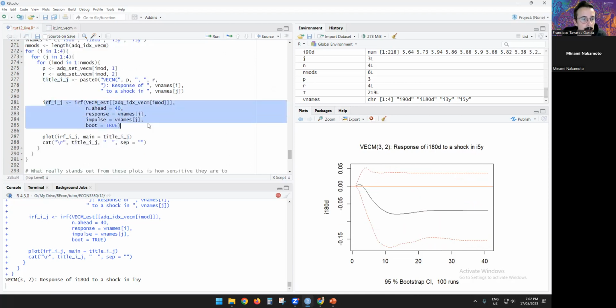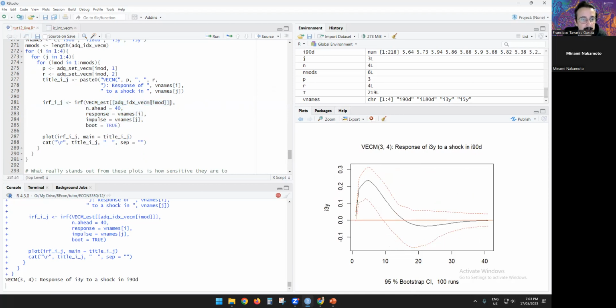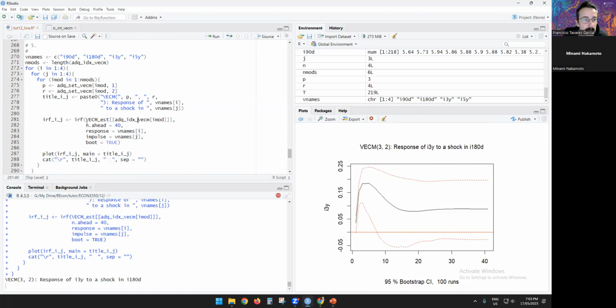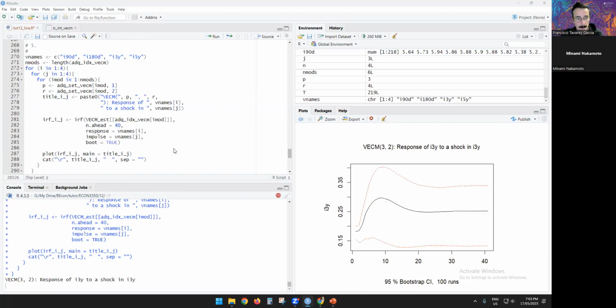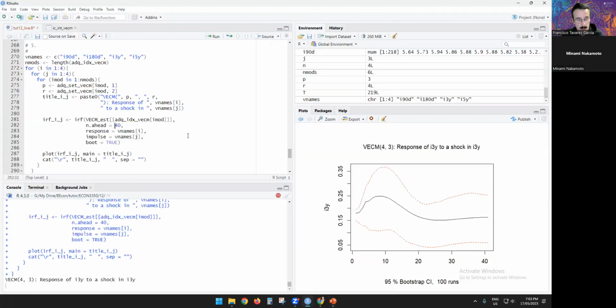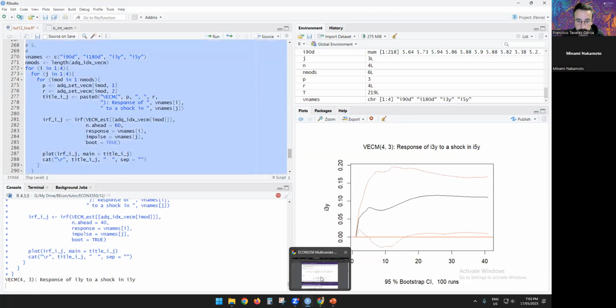Then we will do an IRF, and this will be using this impulse response function that we had before. So VECM estimate, adequate index VECM for each of the models. So just the list of models we had before, we're taking it. Number ahead, you will see 40, a horizon of 40. In fact, they are asking for 5 years. Let me fix this one. I will update the code I'm sharing with you guys.